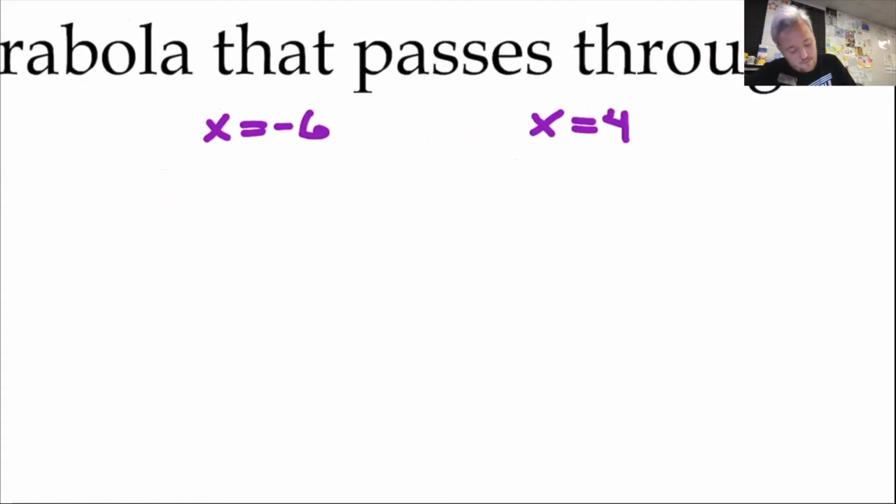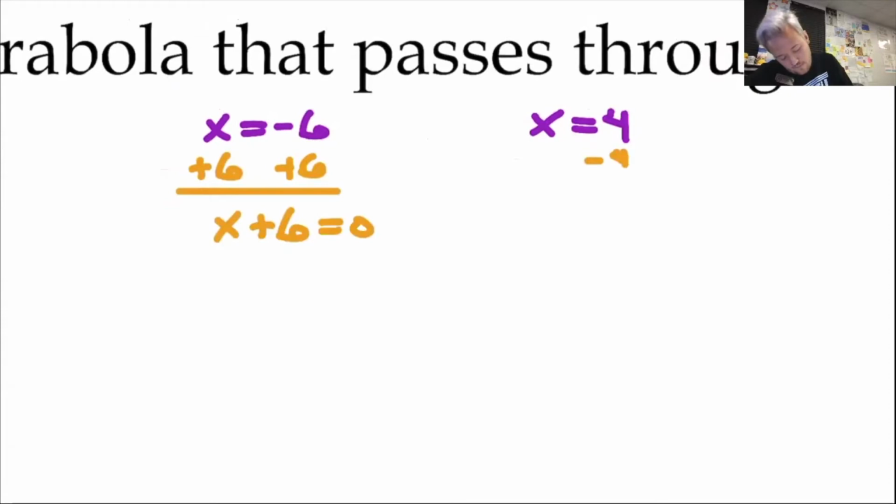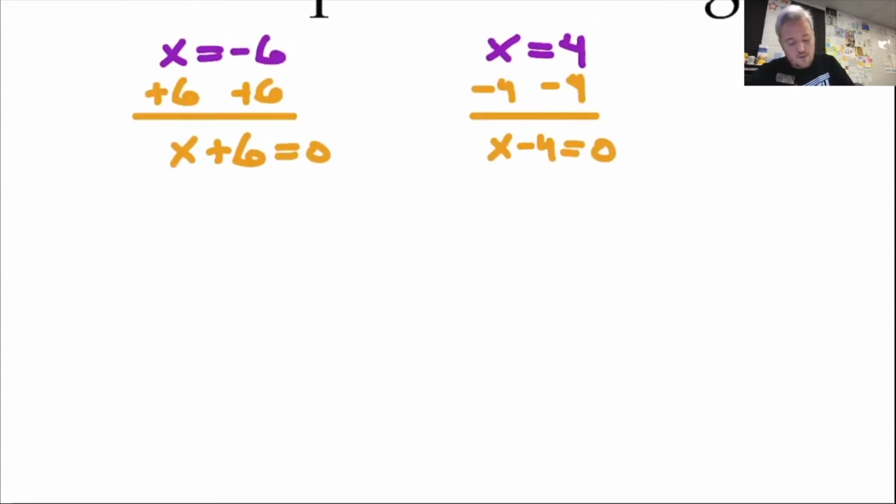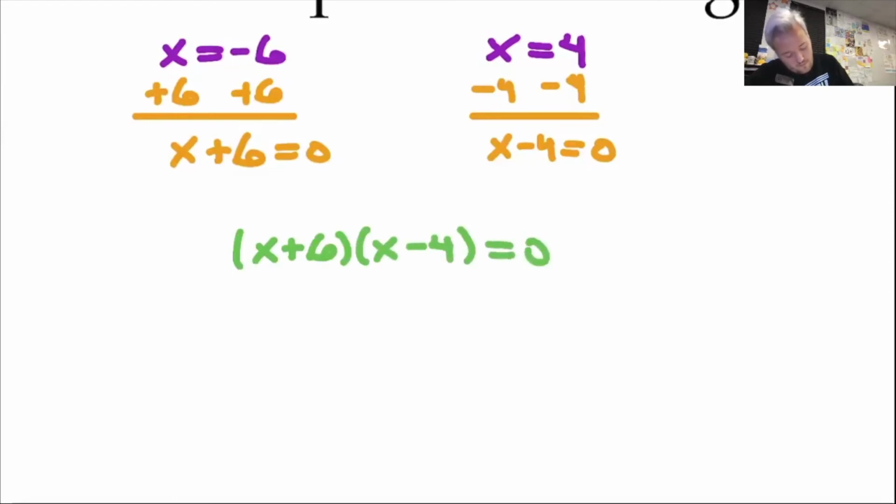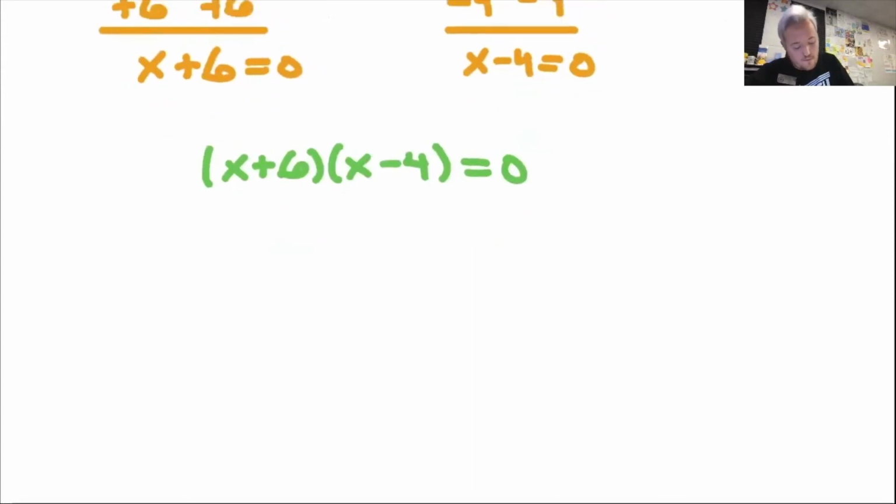All right, so turn them into binomials. So we're going to have x plus 6 equals 0, and we're also going to have x minus 4. So I'm going to multiply both of these. When I FOIL these out, we're going to get x squared plus 2x minus 24 equals 0.